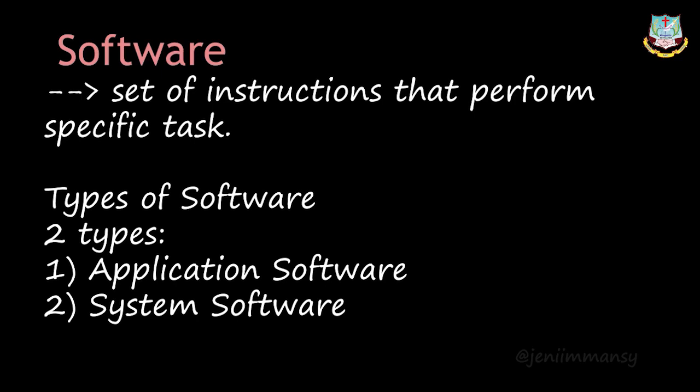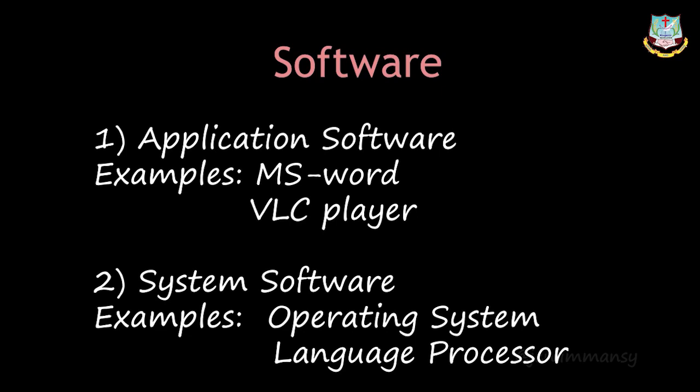Software is a set of instructions that perform a specific task, and this will interact with hardware to generate the desired output. The types of software are application software and system software. Application software means this is a set of programs which is used to perform a specific task only. An example is MS Word. This is used to create a text document, right? VLC player. This is used to play audio or video files, right? These are all application software.